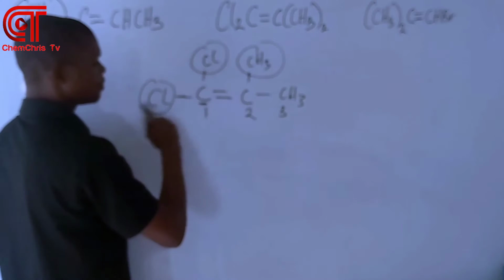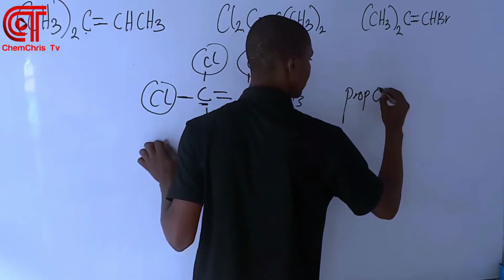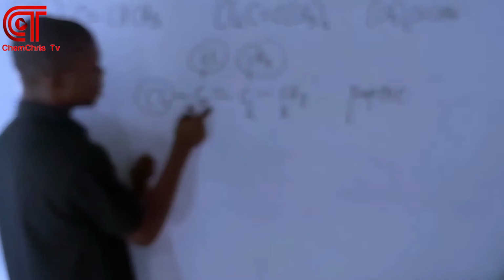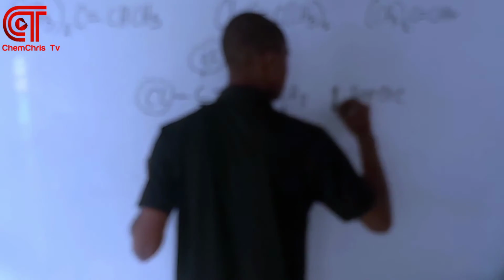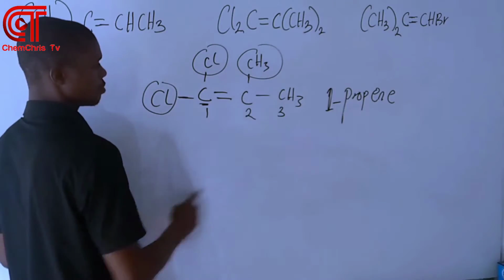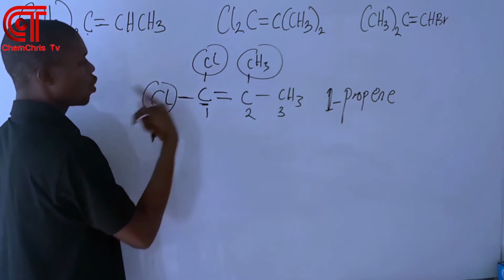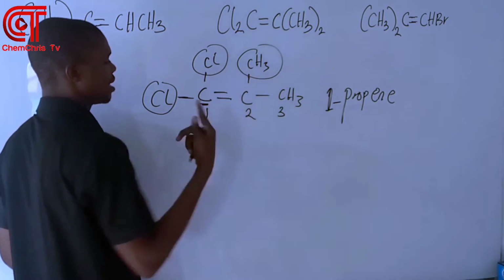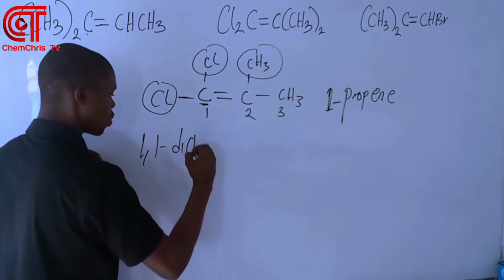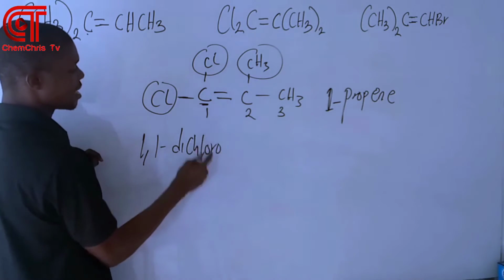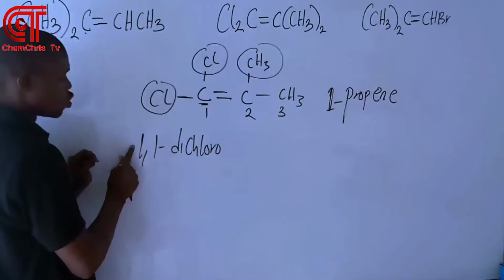Do you get that? Now remember, the parent name is going to be propene, right? Now, the carbon atom carrying the double bond is our carbon number 1, so it's going to be 1-propene. You get, 1-propene. So on carbon number 1, I have 2 chloro groups. Now chloro comes before methyl in terms of alphabetical order. So it's going to be 1,1-dichloro. Do you get that? The reason is that the two chloro groups are attached to carbon number 1. So that's why it's called 1,1.